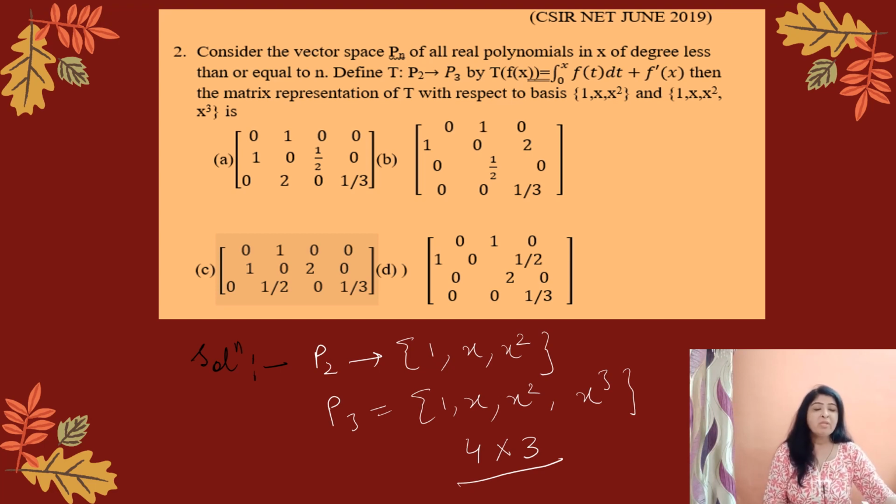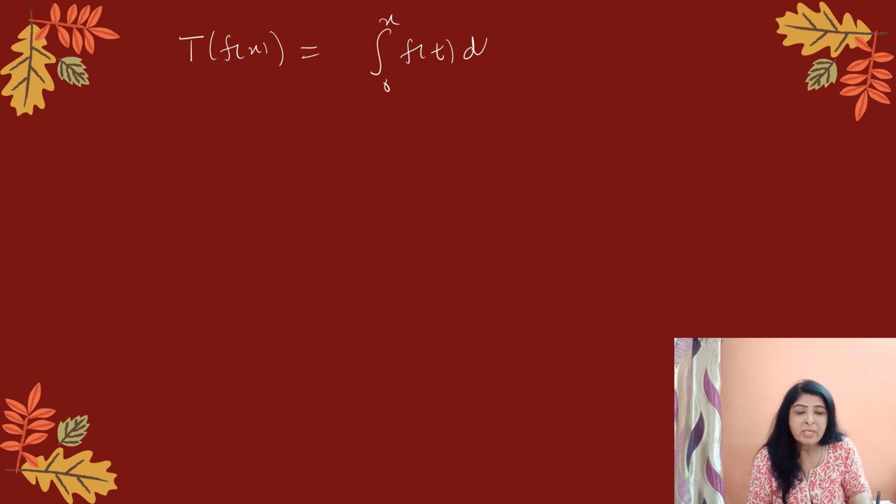Now we are given that T of f(x) is equal to integration 0 to x f(t) dt plus f dash x. Now I want to find the matrix associated with the linear transformation.